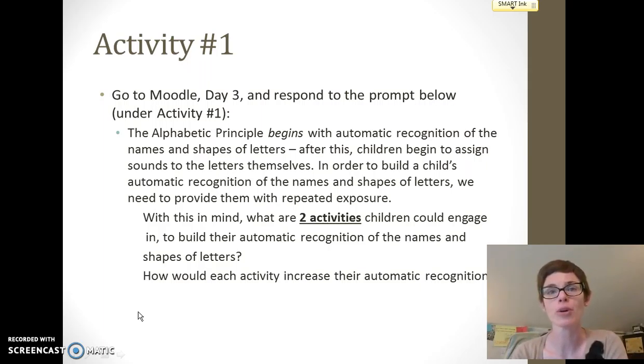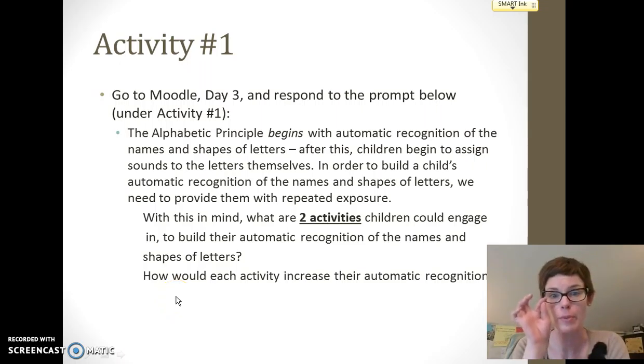And also, it gave you a couple of ideas for how you can teach the alphabet to children, the letter names and the shapes of the letters, so that children can begin to make the correlation between that symbol and eventually a sound, which is, as we know, phonics. I want you to respond in your own words to the prompt below as your first activity in response to the alphabetic principle article. I want you to go to Moodle Day 3 and respond to this prompt.